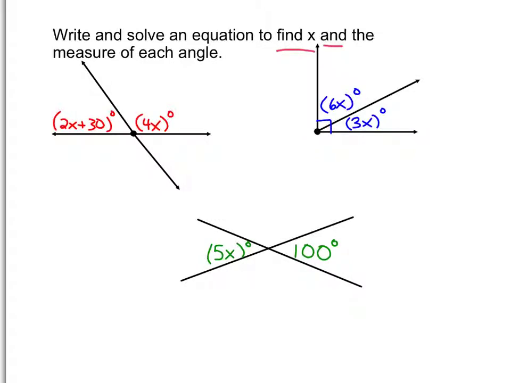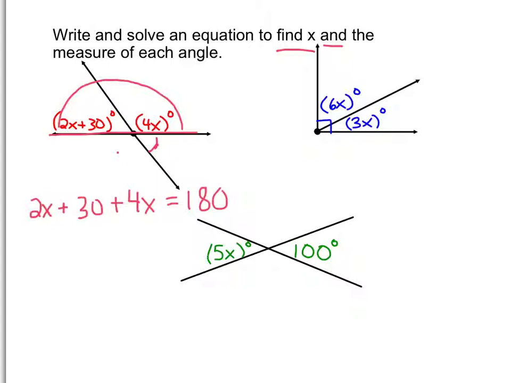So when I look at these two angles right here, I see that they make a straight line together. They are not opposite each other. They're not vertical. This one would have to be over here, okay? Or there would have to be something right across from it in the x to be vertical. So these two make a straight line together, okay? So they make 180. That tells you what to set the equation equal to. I'm going to say 2x plus 30 plus 4x equals 180.